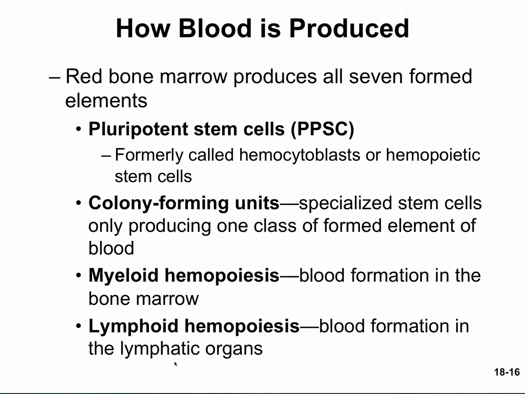Red bone marrow produces all 7 formed elements. Remember, that is the platelets, the red blood cells, and all 5 of the leukocytes. Pluripotent stem cells, formerly called hemopoietic stem cells, in the bone marrow can become any of the cells. That's called myeloid hemopoiesis. Basically, it becomes the colony-forming unit, and the colony-forming unit has a receptor for EPO. The cell binds to the EPO, becomes an erythroblast, leaves the bone marrow, and becomes an erythrocyte. Colony-forming units are specialized stem cells producing only one class of formed element of blood, and lymphoid hemopoiesis is blood formation in the lymphatic organs.